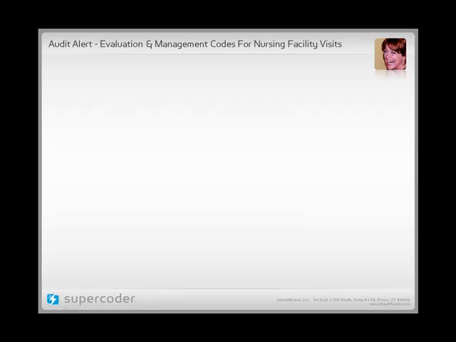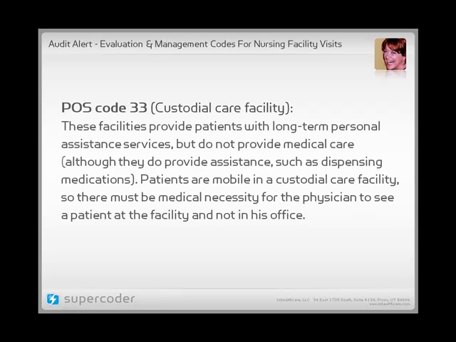POS code 33 is for facilities that provide patients with long-term personal assistance services. Patients are mobile in a custodial care facility, so there must be medical necessity for a doctor to see a patient at the facility and not in his office. Maybe a broken hip or something where the patient can't be transported.